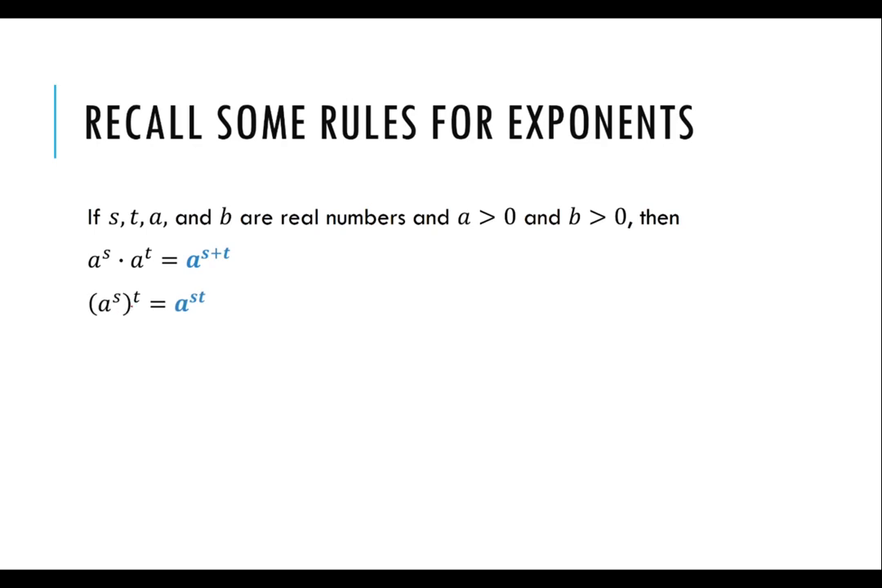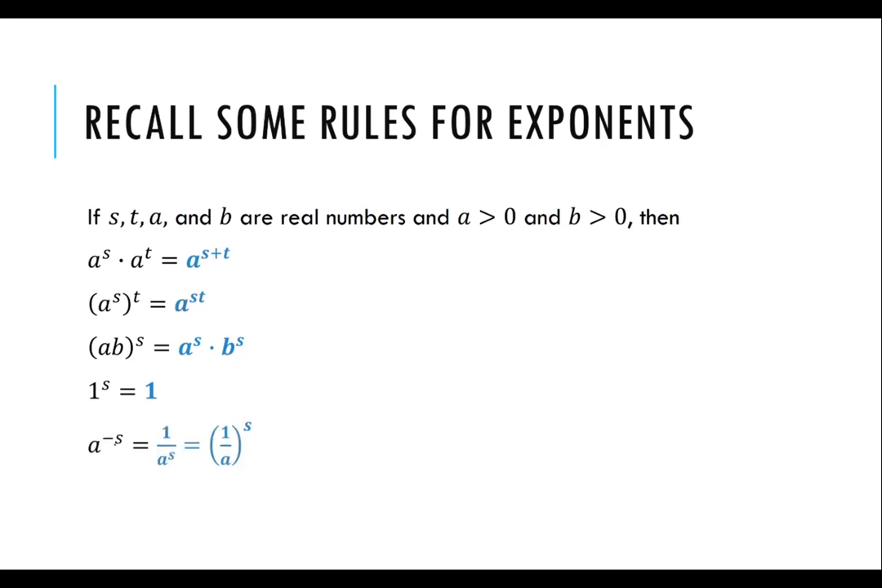If you have a power raised to a power, that is a raised to the s raised to the t power, that's multiplication, so s times t. If you have a power on a set of products, that power goes to each factor in the product, so a to the s power times b to the s power. 1 raised to the s power is always going to be 1, no matter what s is.